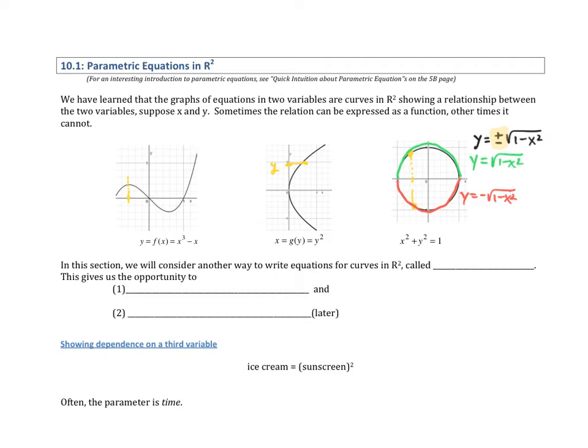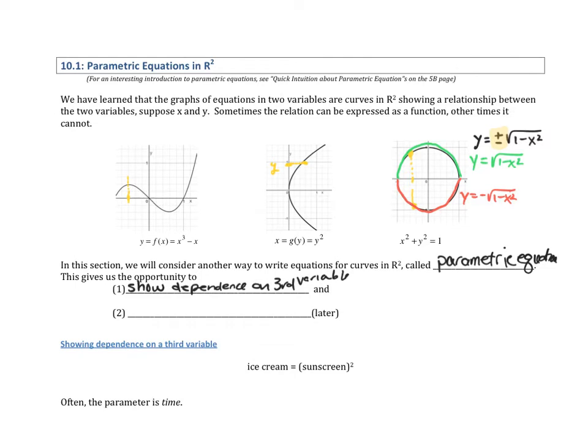Okay? All right, so what we're going to do new today is we're going to consider another way to write equations for curves in R2. And what we're going to be looking at is called using parametric equations. Parametric equations. And this gives us the opportunity to do two things. The first thing is to show dependence on a third variable.